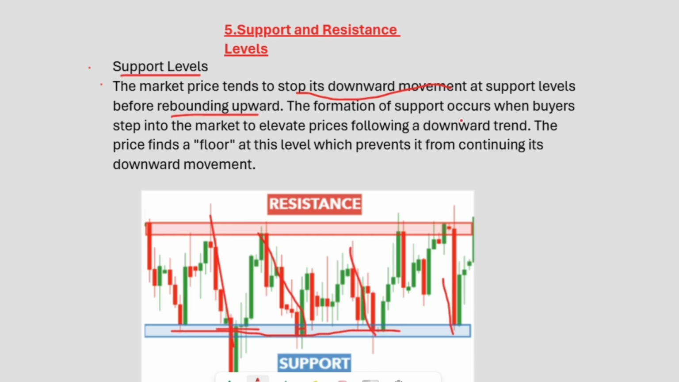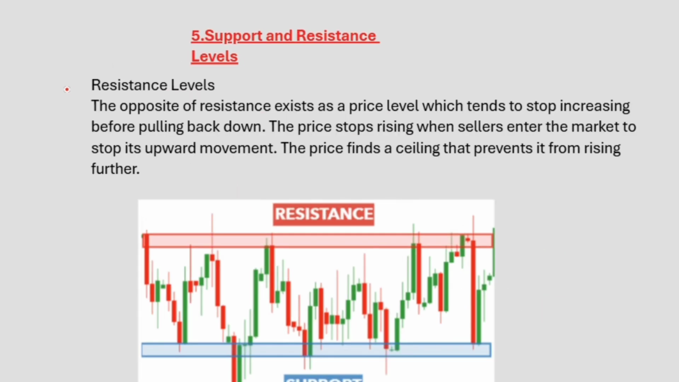The formation of a support occurs when buyers step into the market to push prices higher following a downward trend. So buyers may find a time to enter the market around here at the support level. The price finds a floor. Remember, I usually call the support level a floor, and this resistance I usually call a ceiling. So the price finds a floor at this level, which prevents it from continuing its downward movement.